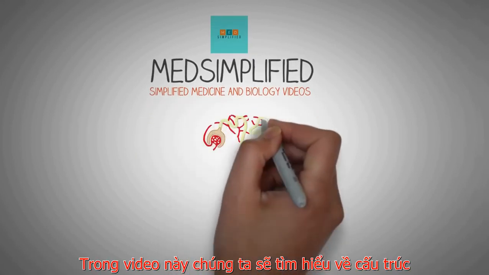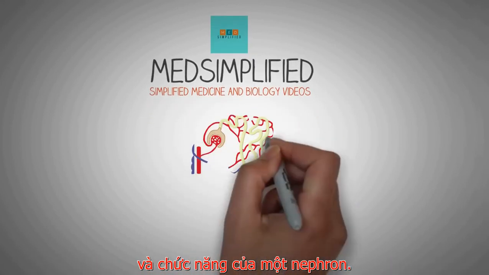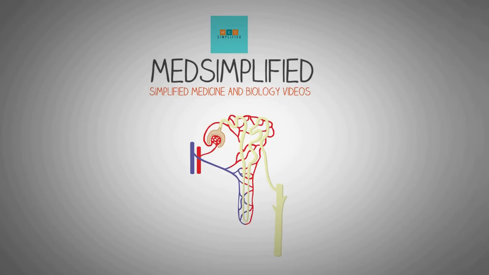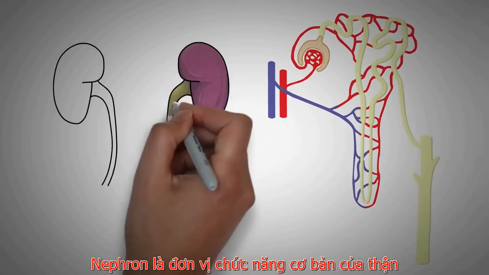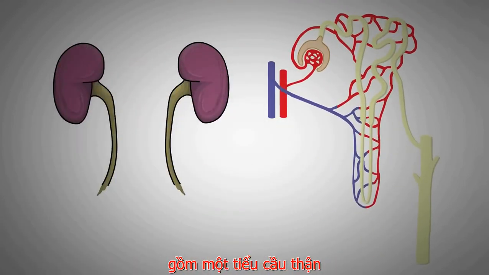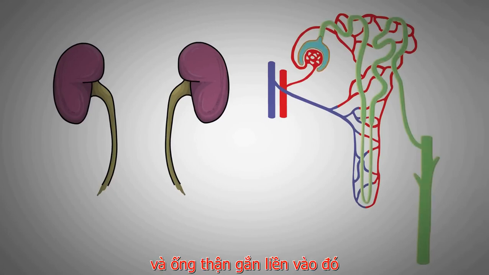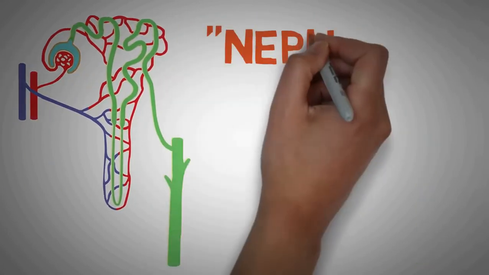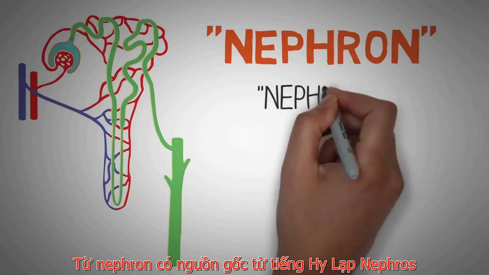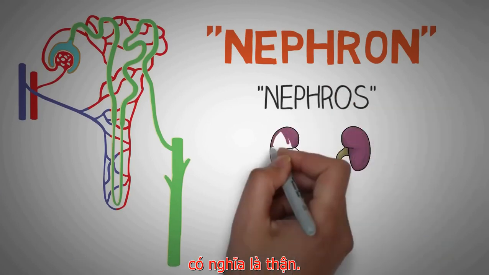In this video, we're going to learn about the structure and function of a nephron. Nephron is the basic functional unit of the kidneys that consists of a renal corpuscle and the tubule attached to it. The word nephron is derived from the Greek word nephros, meaning kidney.